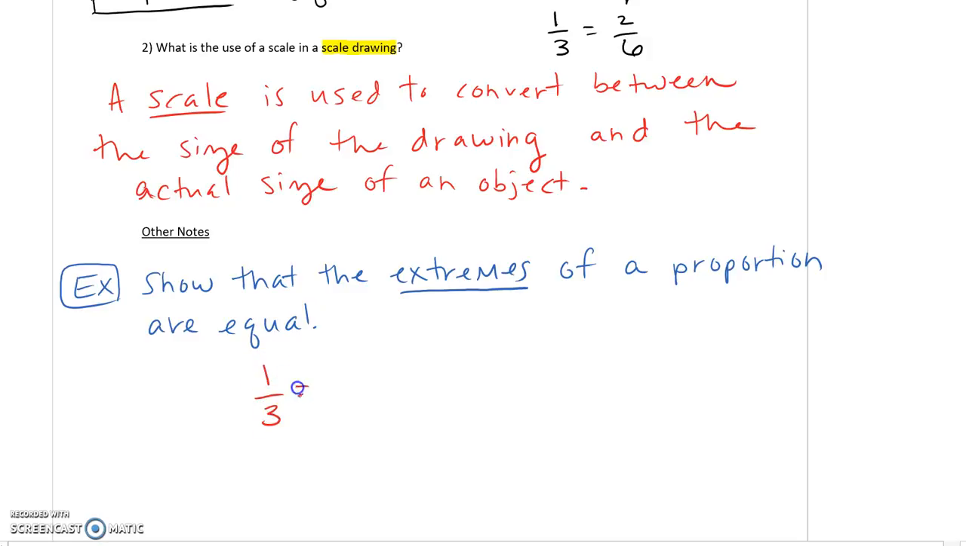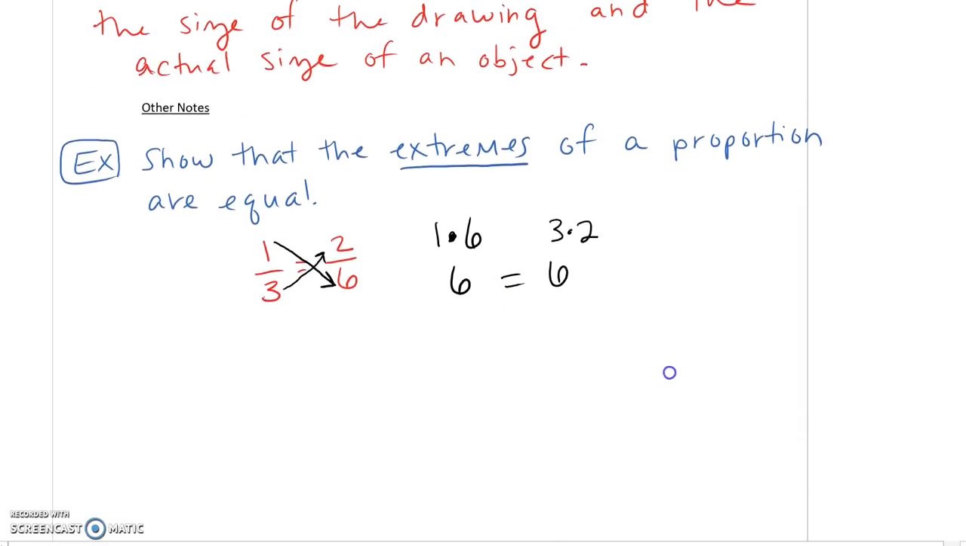So 1/3 equals 2/6. Right? That's a proportion. I have two equivalent ratios. 1/3 is equal to 2/6. Hopefully we all know that. So what are the extremes? The extremes are also known as cross products. So 1 times 6, that's a times sign, which is 6, is one of the extremes. The other extreme would be 3 times 2. It also equals 6. If you have a true proportion, the extremes are always equal, which is pretty cool.